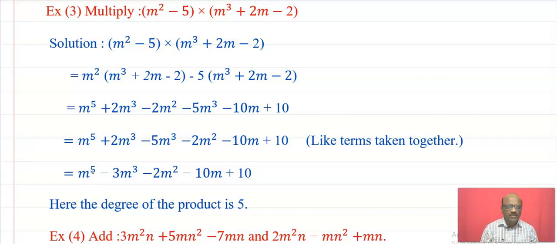m raised to 5, 2m cube minus 5m cube, that is minus 3m cube, minus 2m square minus 10m plus 10. These are the terms now.